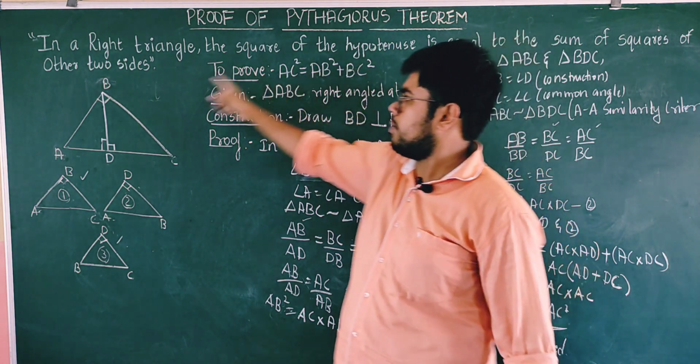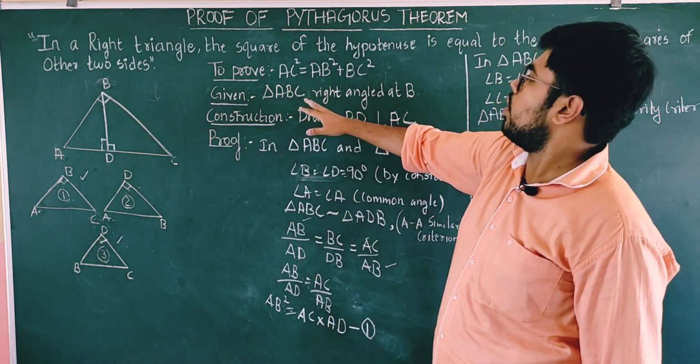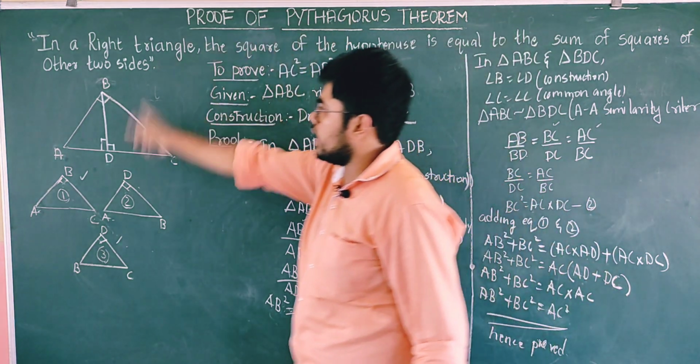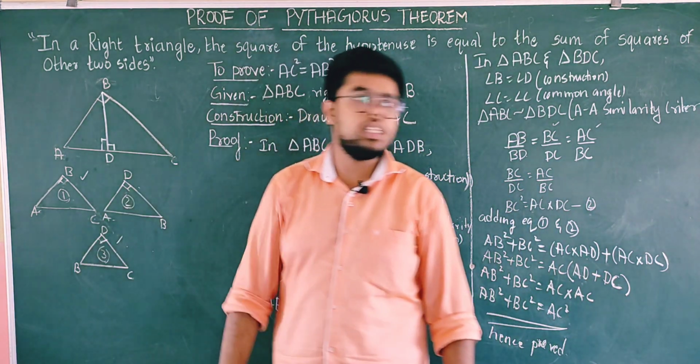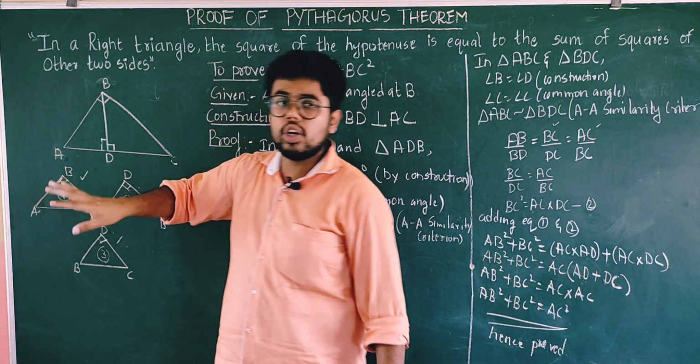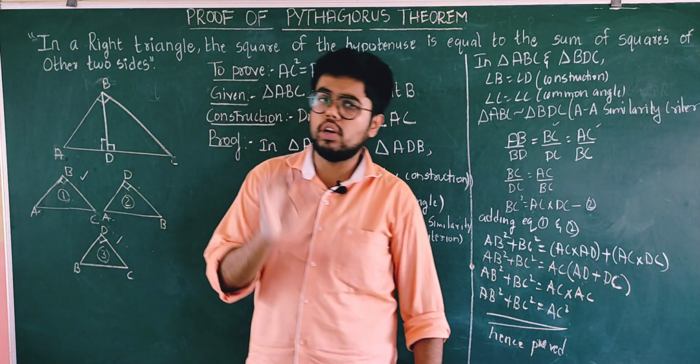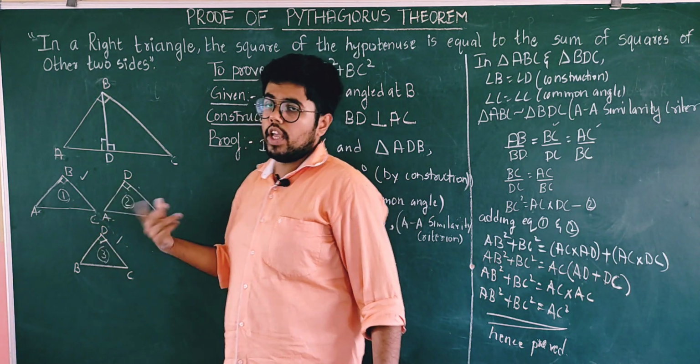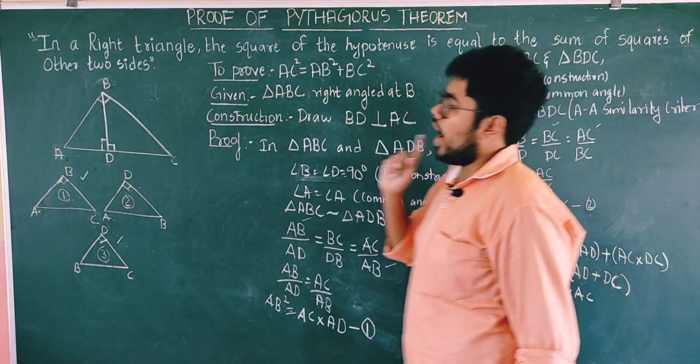Definitely learn the statement, learn the drawing. Prove, I told, given I told, construction I told. You have to do the construction because you need to get the similar triangles. Now in the proof, drawing the diagram individually becomes very crucial. If you draw it in a wrong way, you won't get the proof correctly. You have to draw it properly.